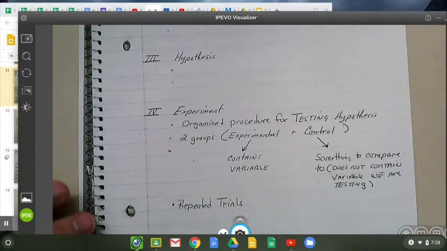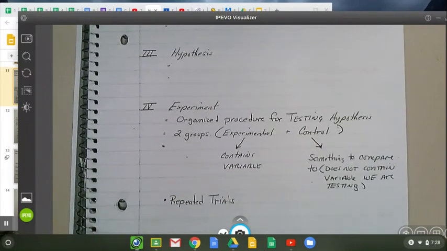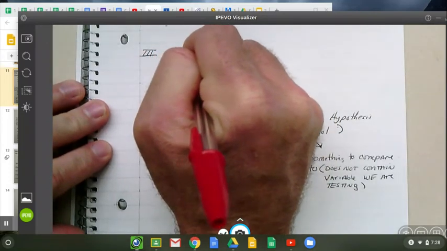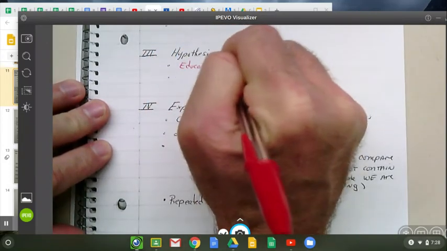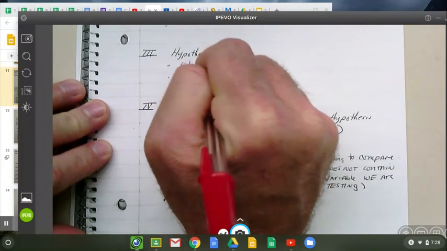Okay, good morning, everyone. What I want to do today is finish up going over the steps of the scientific method. Up until this point, we've gone over the first three, ending with hypotheses, which, if we remember, was an educated guess or proposed solution to the problem.